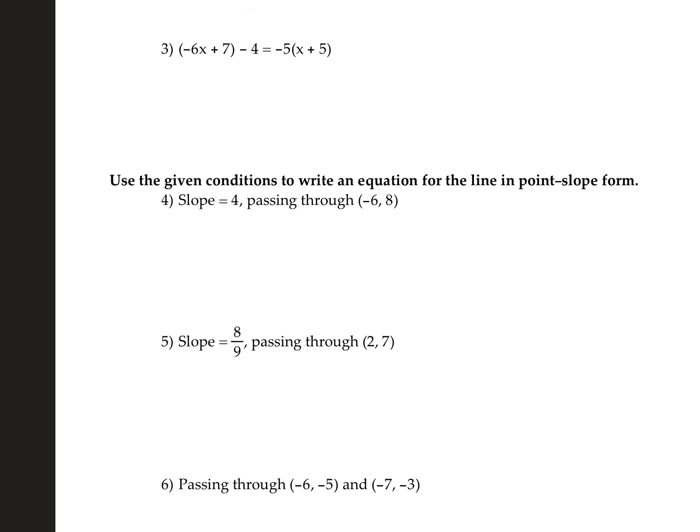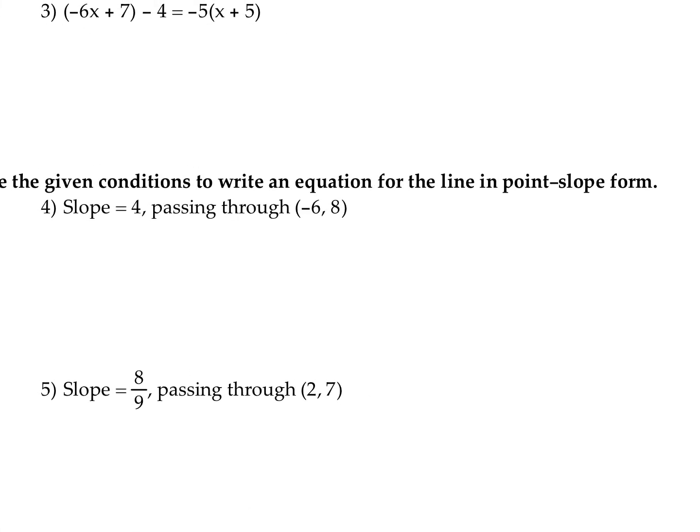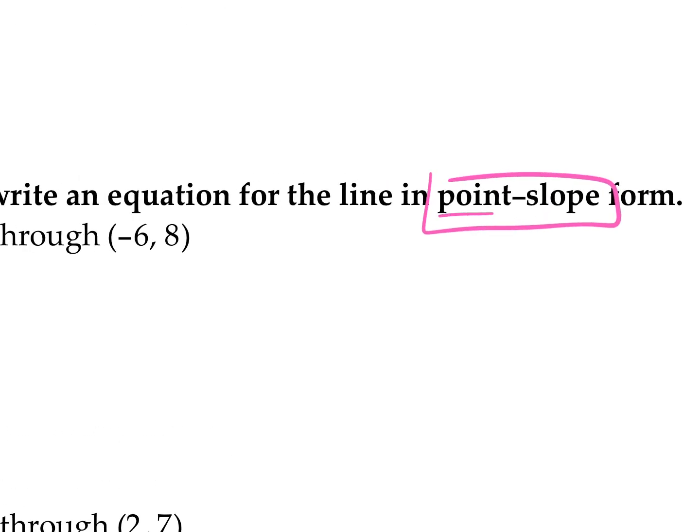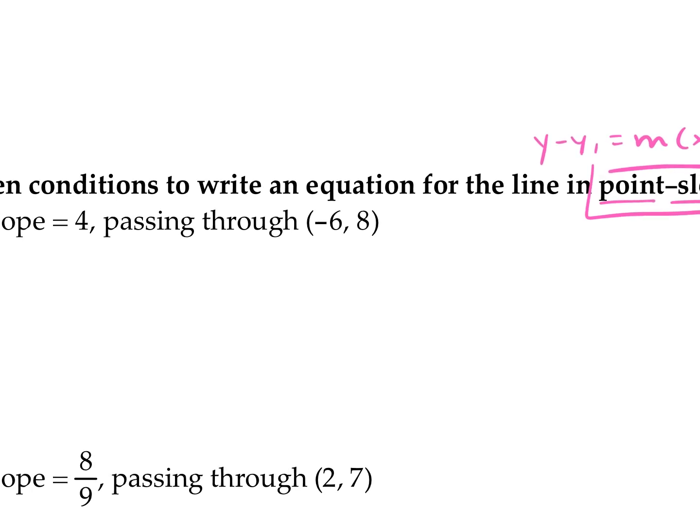Let's do number 4. It says use the given conditions to write an equation for the line in point slope form. So point slope form, all we need is a point and the slope. And our point slope form is y minus y1 is equal to m times x minus x1. So lucky for us in number 4, we have the slope and a point. So our slope's going to be m, and our point is going to be x1 and y1. So we just need to plug it in.